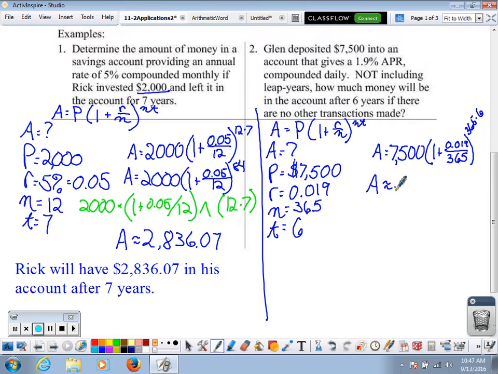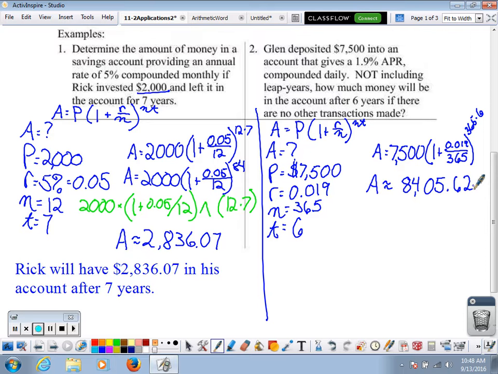And what do we see about how much can Glenn expect to have at the end of those 6 years? What do we got? Good. $8,405 and how many cents? Probably 62. So he's got a lower interest rate, and he's getting about $400. Nope, excuse me, about $1,000 in 6 years.